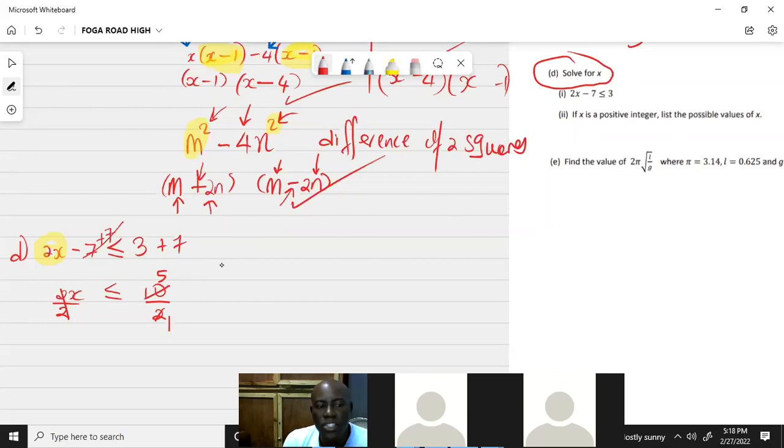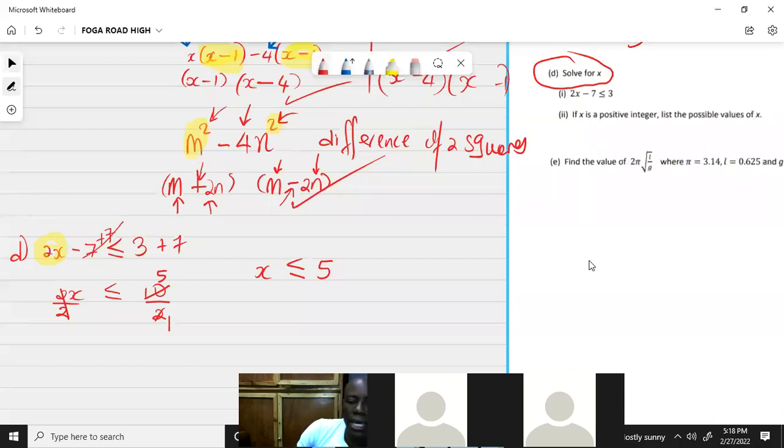Let's write down the solution. The solution says x is less than or equal to 5. I want you to listen to what we are saying: x is less than or equal to. Again, x is less than or equal to 5.